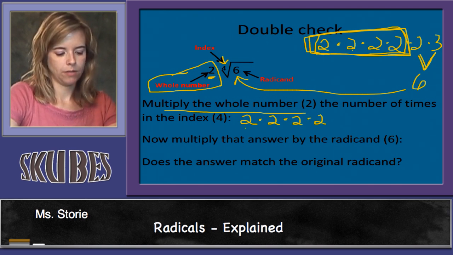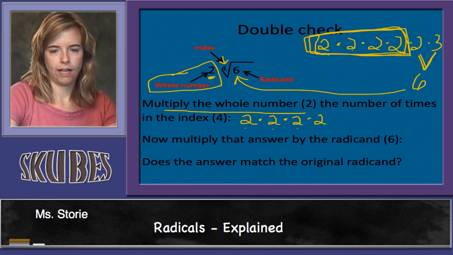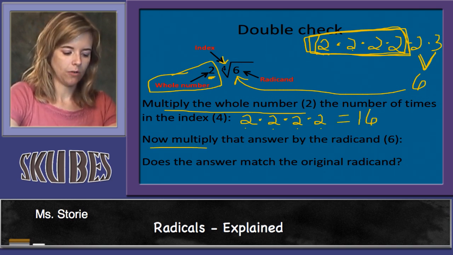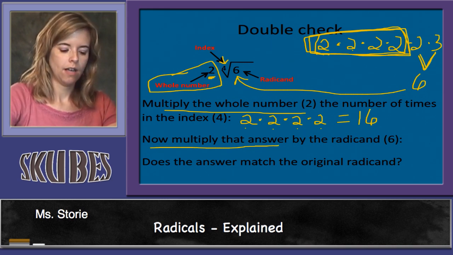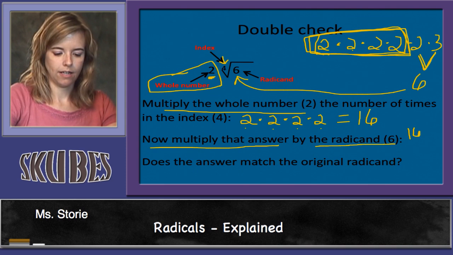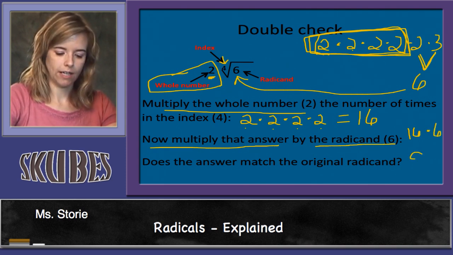So they're asking us to take that 2 and multiply it 4 times in a row. So if we do that, we do 2 times 2 is 4, 4 times 2 is 8, and 8 times 2 is 16. Now you multiply that answer, the 16, by whatever's under the radicand, which is 6. So we're going to take 16 and multiply it by 6. If you do that, you're going to get the answer 96.